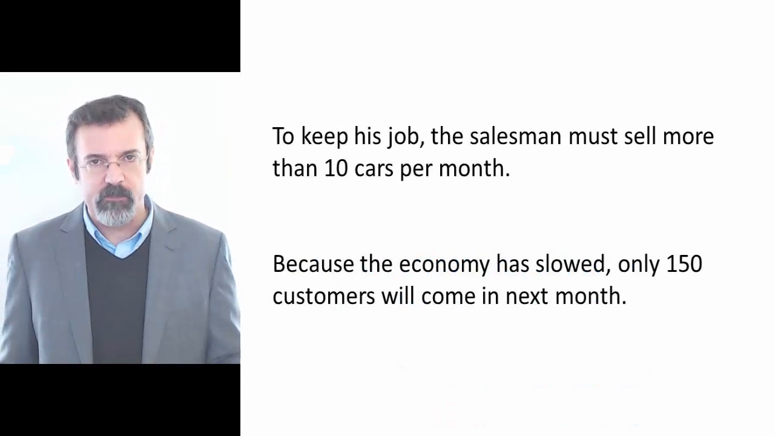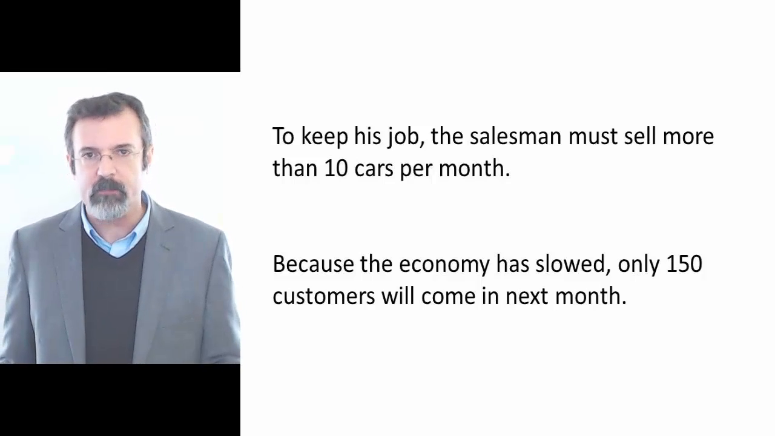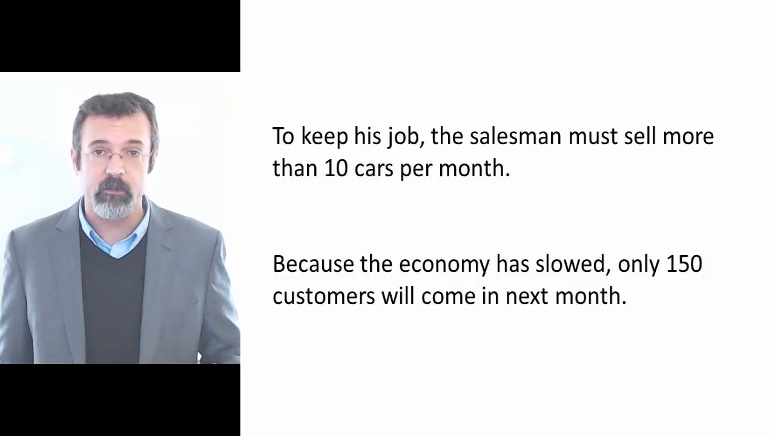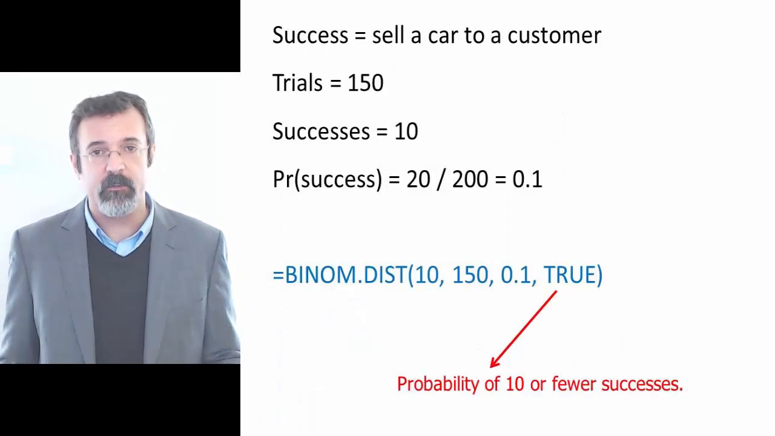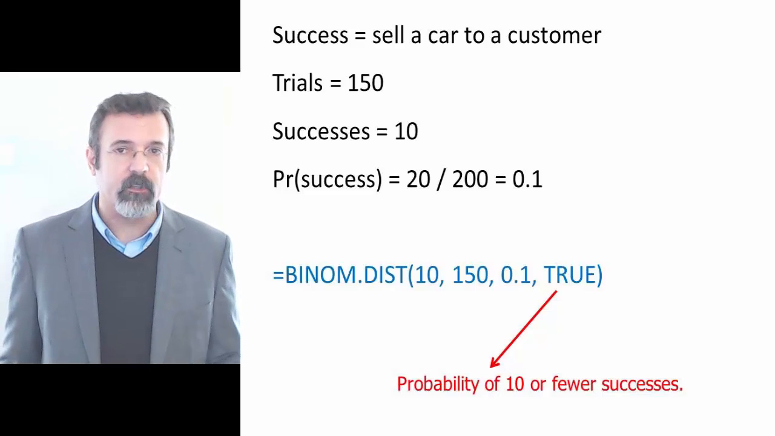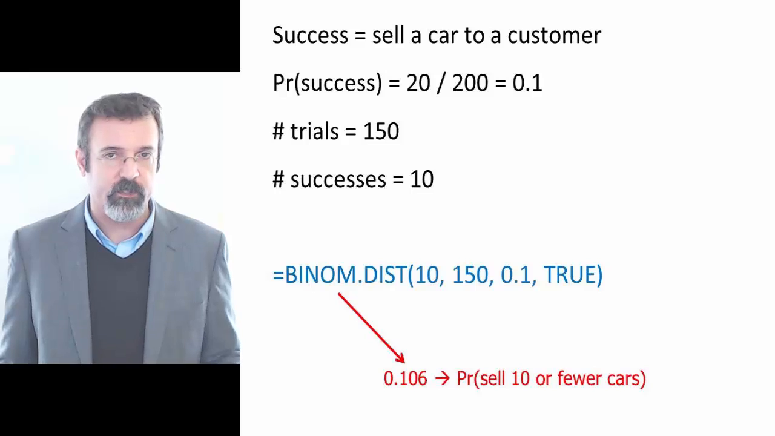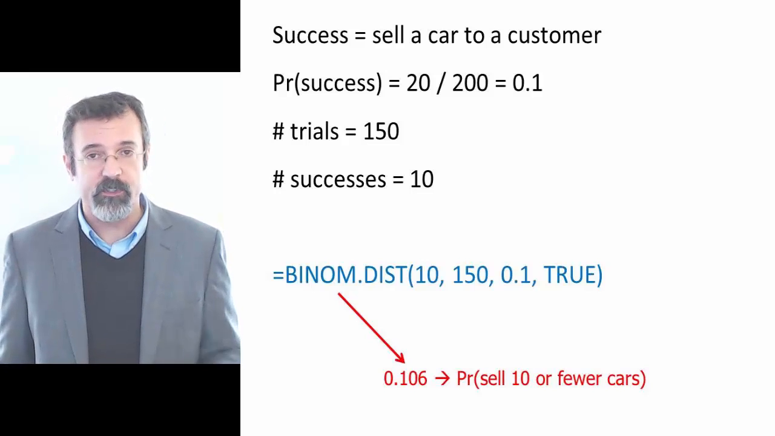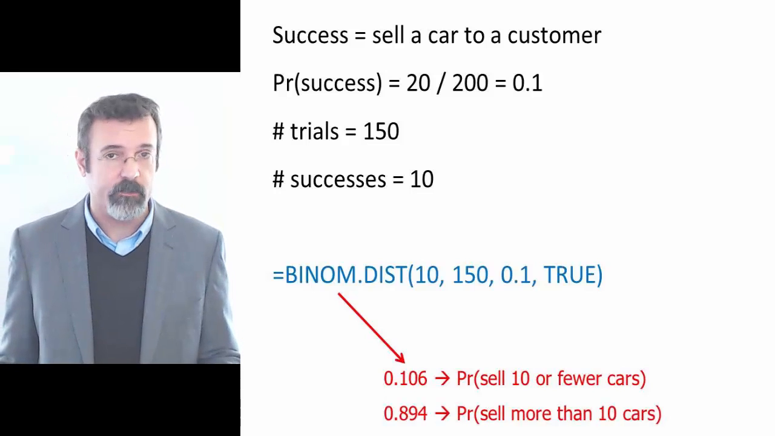Now, to keep his job, the salesman must sell more than 10 cars per month, but suppose the economy has slowed so that this month the salesman expects that only 150 customers will come in. What's the probability that he will sell more than 10 cars this month? Using the binom.dist function, we enter 10 for the number of successes, 150 for the number of trials, the probability of a single success is 0.1, and we use the word true. The function returns a probability of 10.6%. This is the probability that the salesman will sell 10 or fewer cars this month. So the probability that the salesman will sell more than 10 cars this month is 1 minus this, or 89.4%.